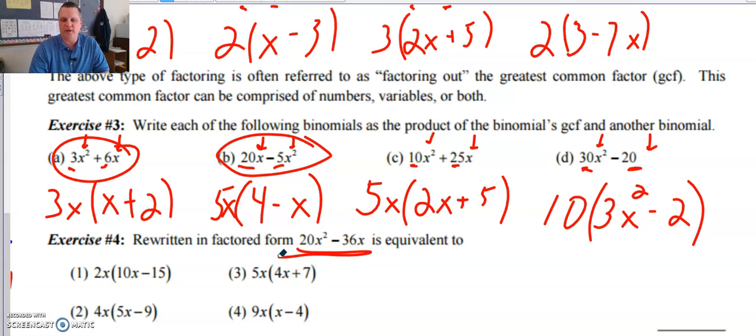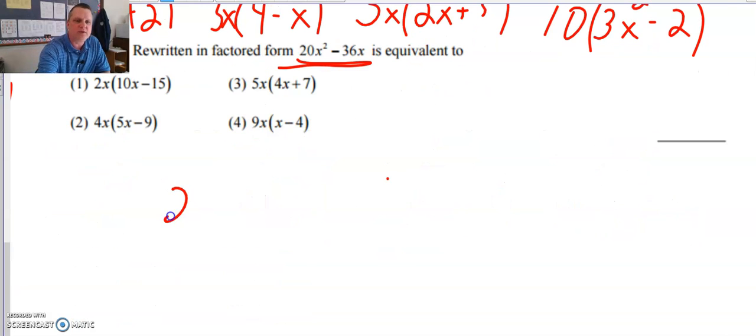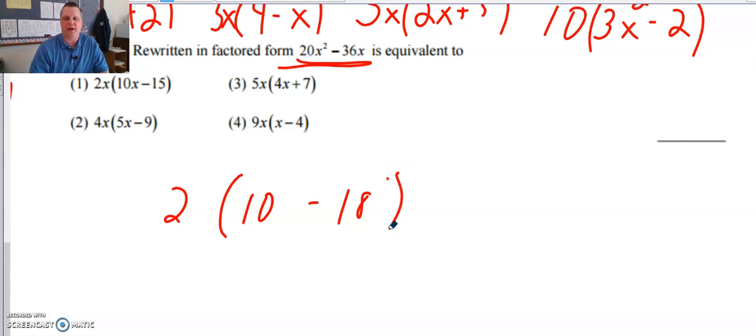And equivalent, so take out 20 and 36. You got to be very careful. You could take a 2 out. So let me just show you what happens here when you take a 2 out. So I take a 2 out, and I'm left with a 10 minus 18. I didn't do the x yet, so they're just blank.